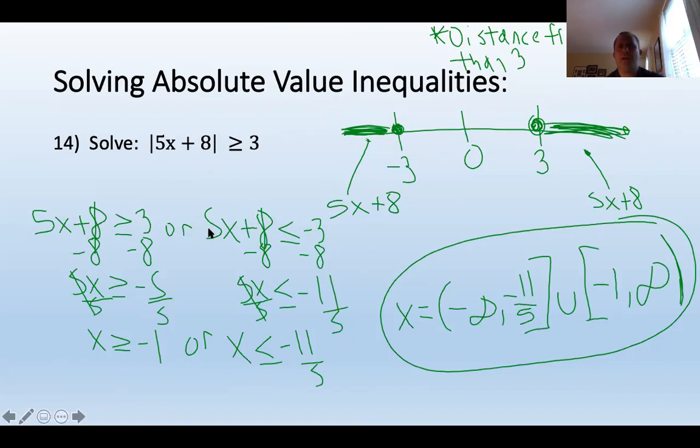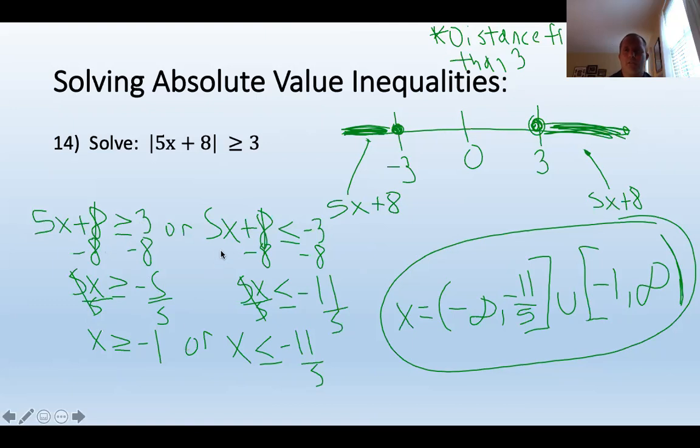And we're going to solve each of those inequalities. It's a compound inequality. So 5x plus 8 is greater than or equal to 3. We would subtract 8 from each side to cancel the 8 out. And you'd have 5x is greater than or equal to 3 minus 8 is negative 5. Then we divide through by 5 on each side. And you have x is greater than or equal to negative 1, because negative 5 over 5 is negative 1.